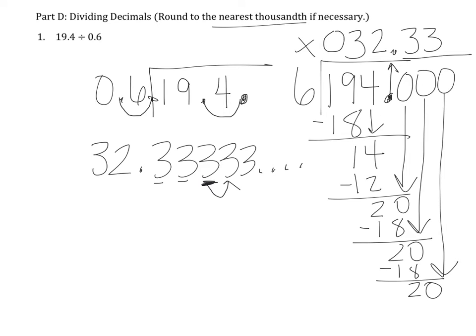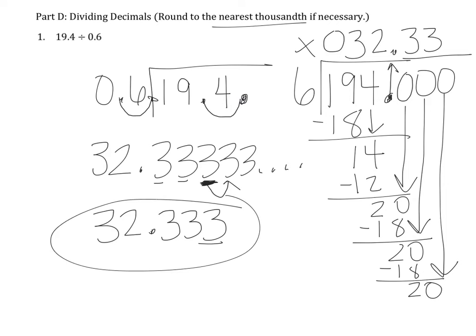If it's 4 or less, you're going to let it rest. You'll let the thousandths place rest. Well, since 3 is going to be less than 4, we're going to let our thousandths place rest. So we're going to keep it a 3. So our answer, when we round it, is going to be 32 and 333 thousandths.